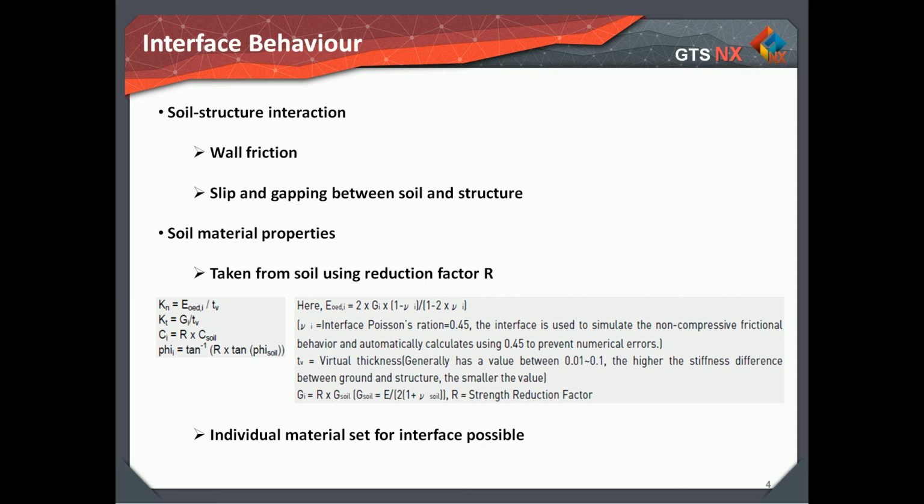Using the stiffness of adjacent elements and nonlinear parameters, the virtual thickness and strength reduction factor are applied. Interface material stiffness and parameters are applied differently according to the relative stiffness difference between neighboring ground and structural members. The wizard can be used to simplify this process.